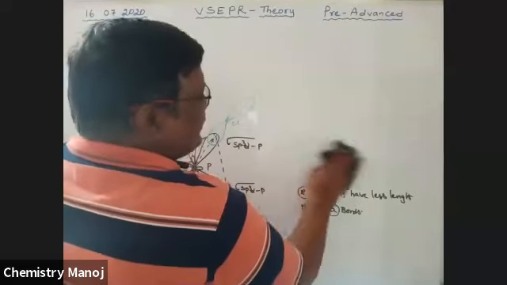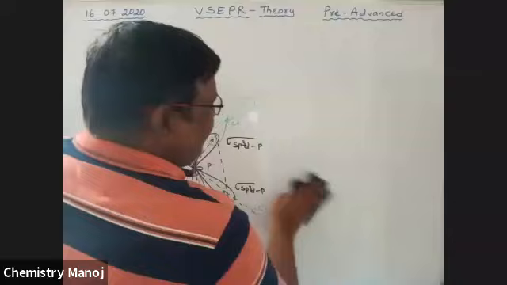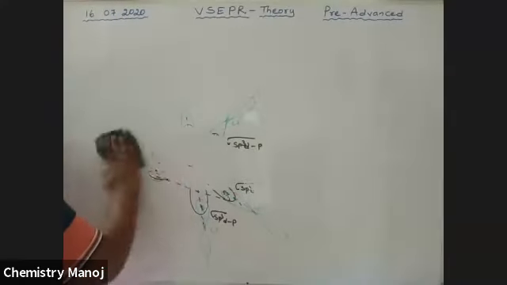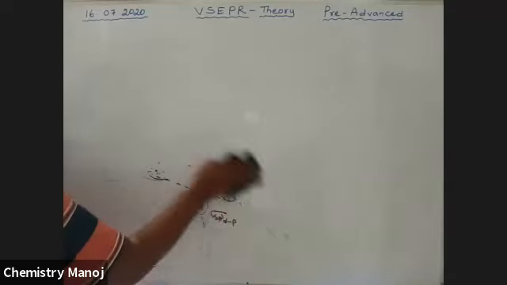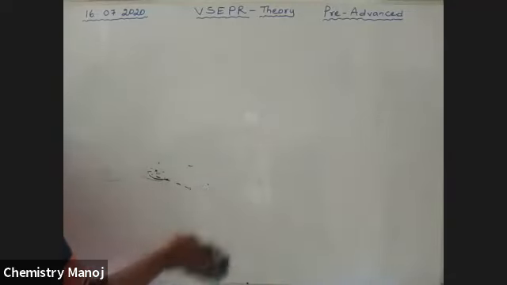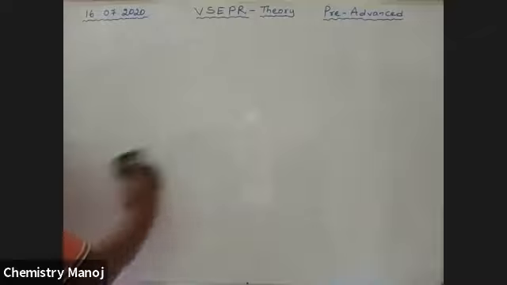In this case, the mixed d orbital is dz squared. One of the d orbitals involved in the mixing, that is the dz squared orbital, is involved here in the mixing and in the formation of sp3d hybridization.